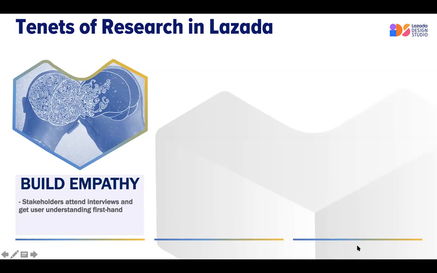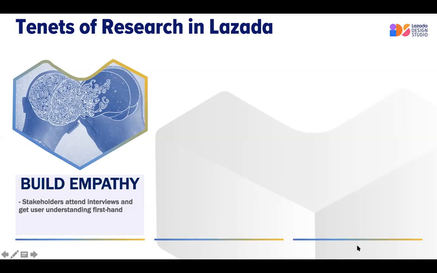And that is possible because most of our research is done in-house. There is quite a bit of research which is done externally by agencies or through other means, but there is a bulk of research which is done internally. And that's where stakeholders, meaning anyone who is a research stakeholder for the researchers, are also ultimately Lazadians. So they are employees.